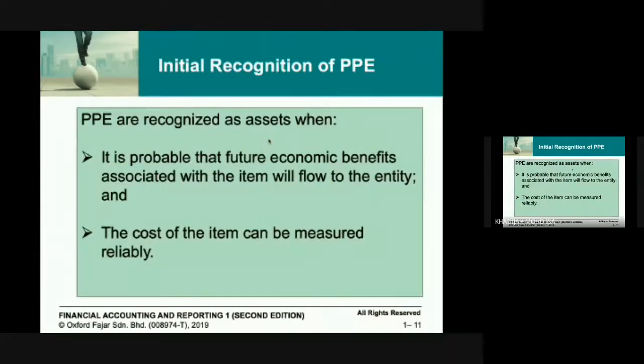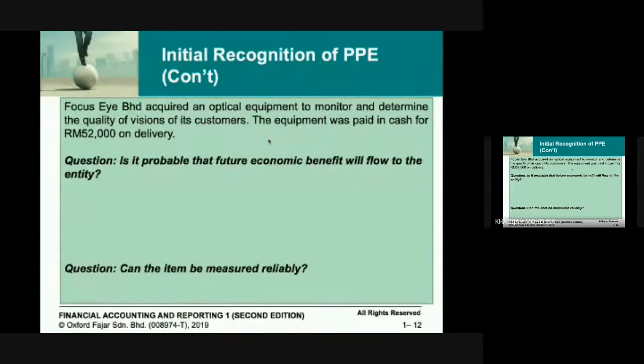PPE is recognized as an asset when it's probable that future economic benefit associated with the item will flow to the entity and the cost of the item can be measured reliably. So you want to look at the cost of the item, because in order for you to recognize that as an asset, on top of the first two items, how are you going to measure that? For example, here, Focus Eye acquired an optical equipment to monitor and determine the quality of vision of its customers.